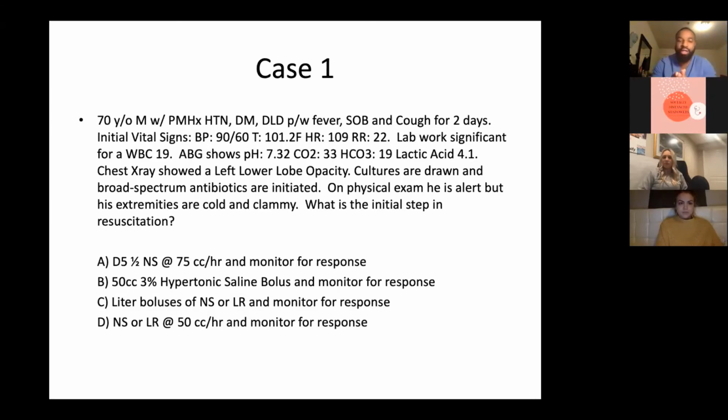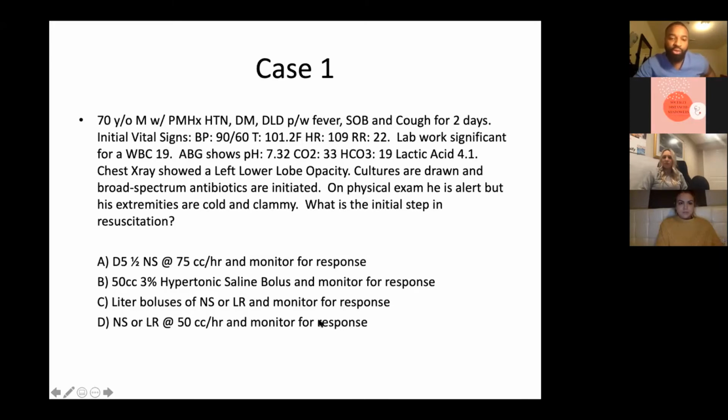So in this setting, the question is, what is the initial step in resuscitating this patient? So what we do is what we do in a hospital setting. When somebody is hypotensive, the quickest thing you can do is to give fluid, right? You have to realize it's a volume issue in most cases. So you give fluid and see how the patient responds.